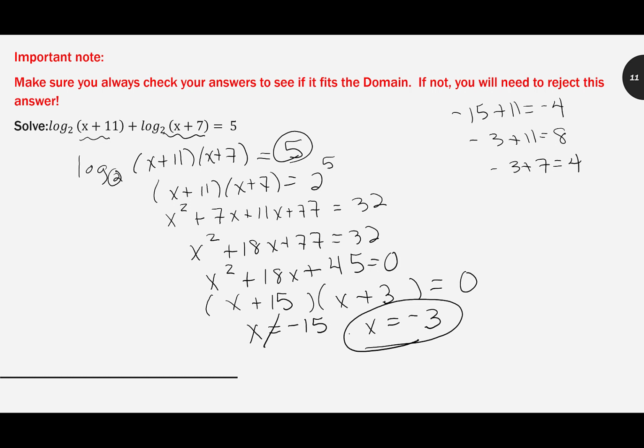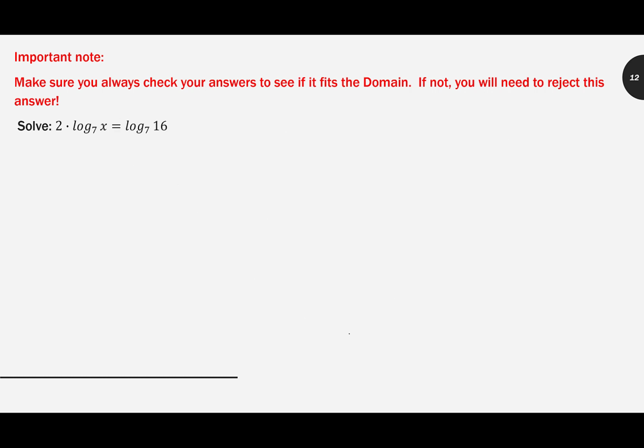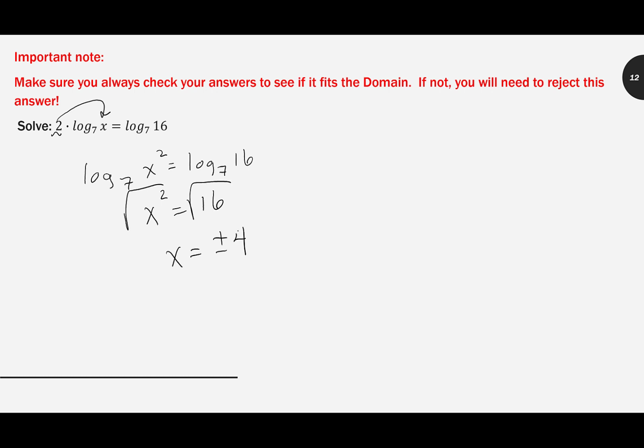The next one says 2 times the log base 7 of x is the log base 7 of 16. I have a log on each side, but I have this 2 in front that I need to deal with first. So what I'm going to do is move it up, use the power rule. So this says log base 7 of x squared equals the log base 7 of 16. Now that the logs are the same, I can cancel them. I get x squared equals 16. I take the square root. I get x is plus or minus 4.